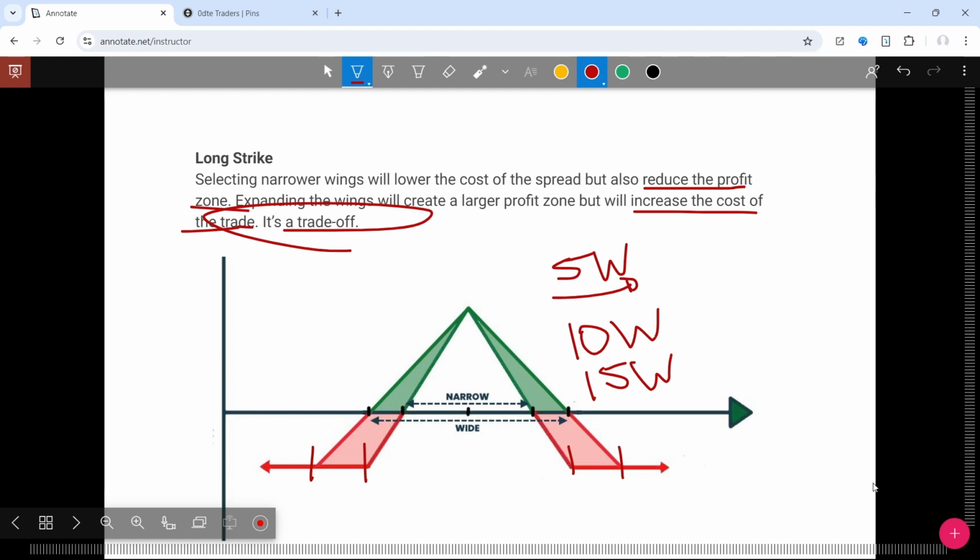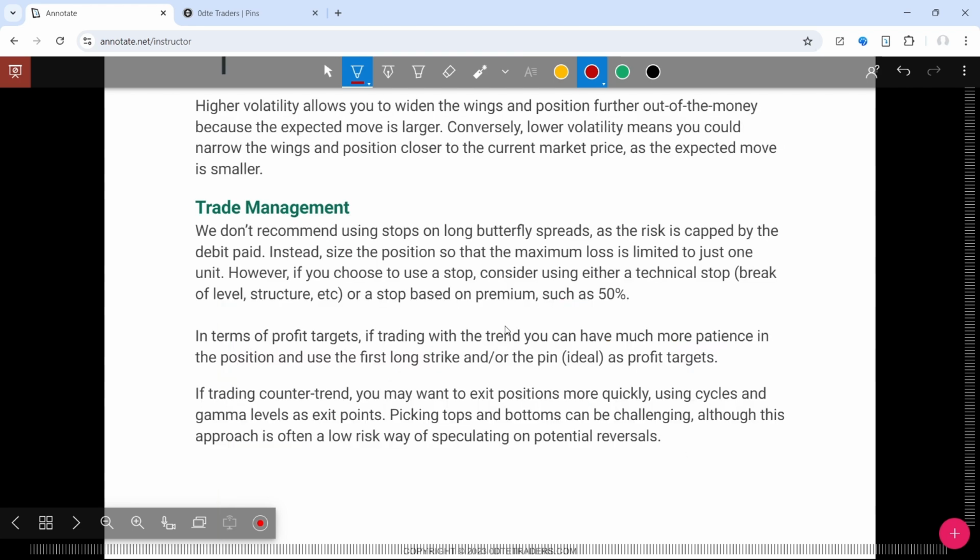See how the spread behaves. Now let's talk about trade management. Now, I generally don't recommend using a stop on long butterfly spreads as the risk is capped, right? It's a debit strategy, so it technically has a stop built into it.